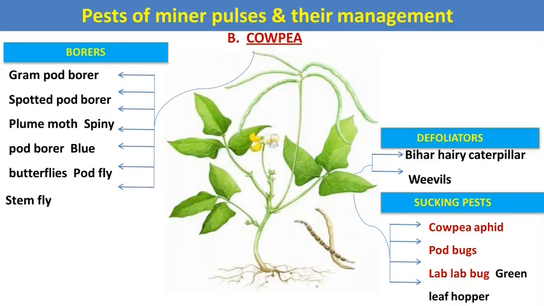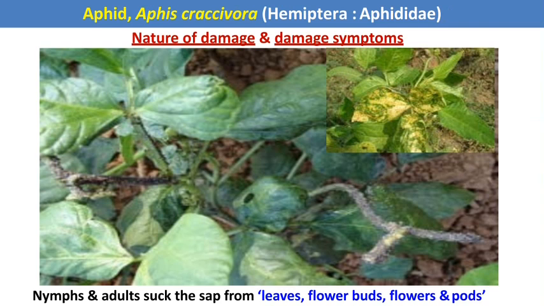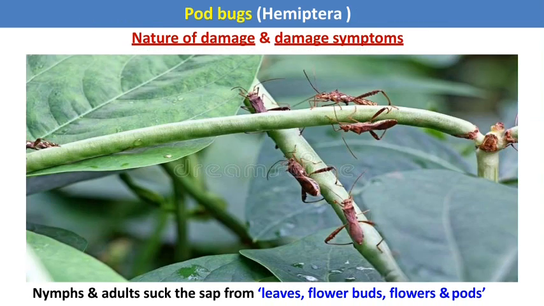Then the next crop is cowpea. Here the cowpea has a number of major and minor pests, but among them the cowpea aphid is also one of the major pests. I have already told you, this is the same species, Aphis craccivora, which also infests the cowpea crop and attacks different tender plant parts by sucking the cell sap, and the succulent plant parts dry up and become yellowish in color.